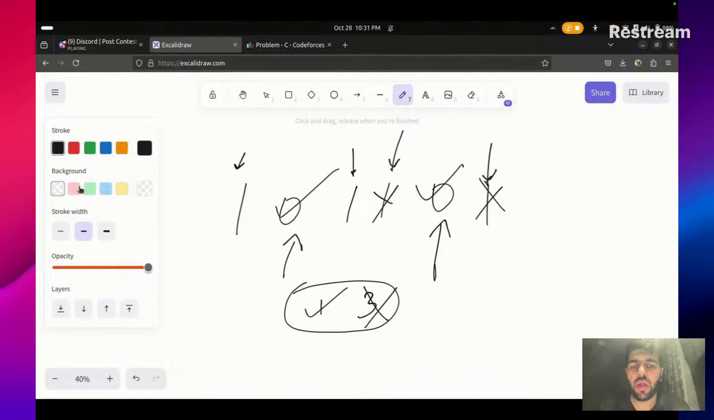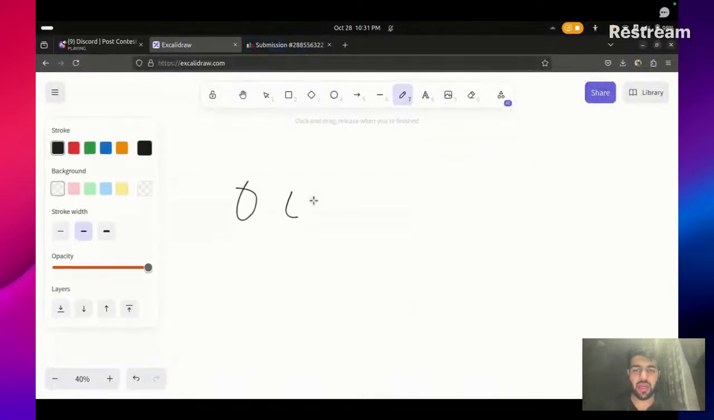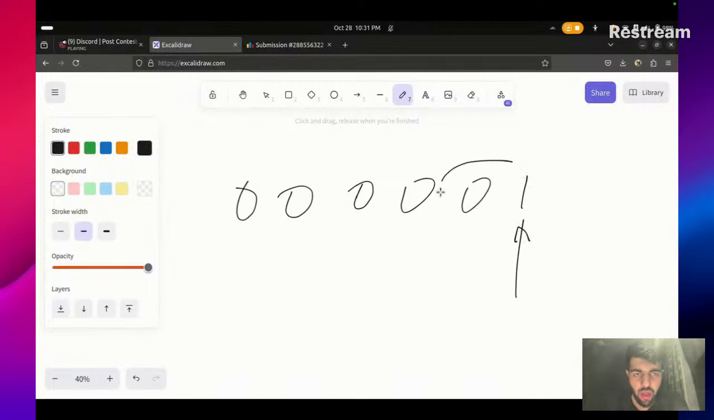But what if there are more zeros than ones? Okay, fine, I'll show you. Say five zeros, like this: zero zero, then zero zero one, zero one. This is the case, right? In this case, I'll buy these two.